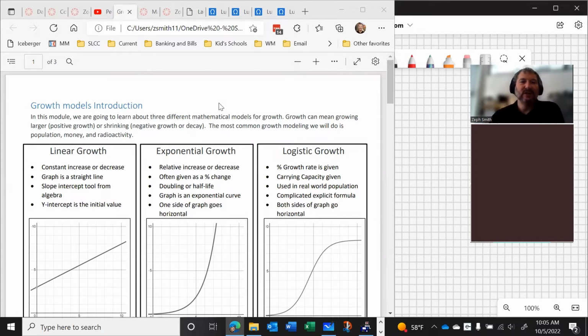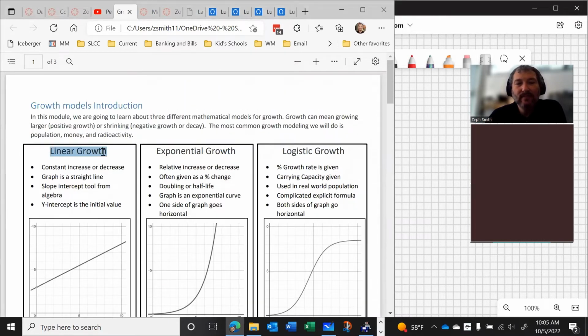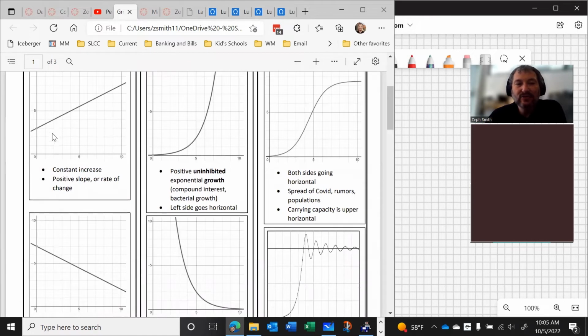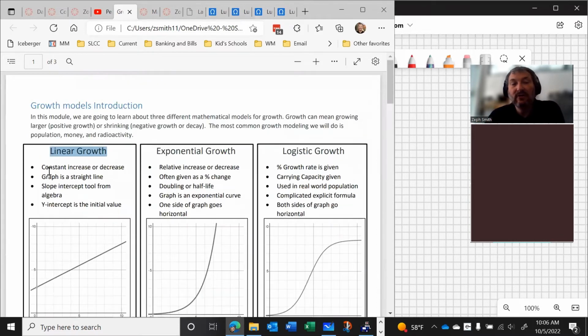Okay, perfect. So, growth models. First off, we have linear growth. Linear growth is like these two pictures, straight line growth. That straight line can also be horizontal, which would be zero growth, but that's an example of linear growth.